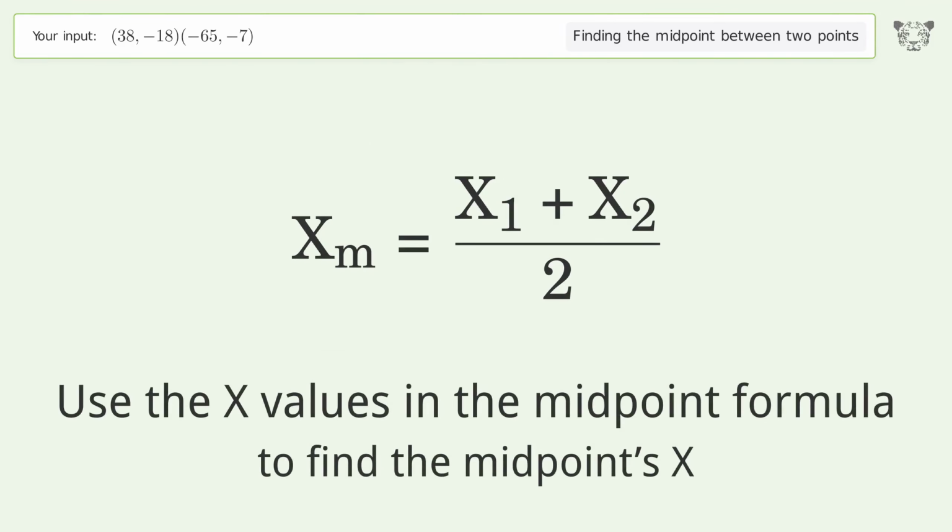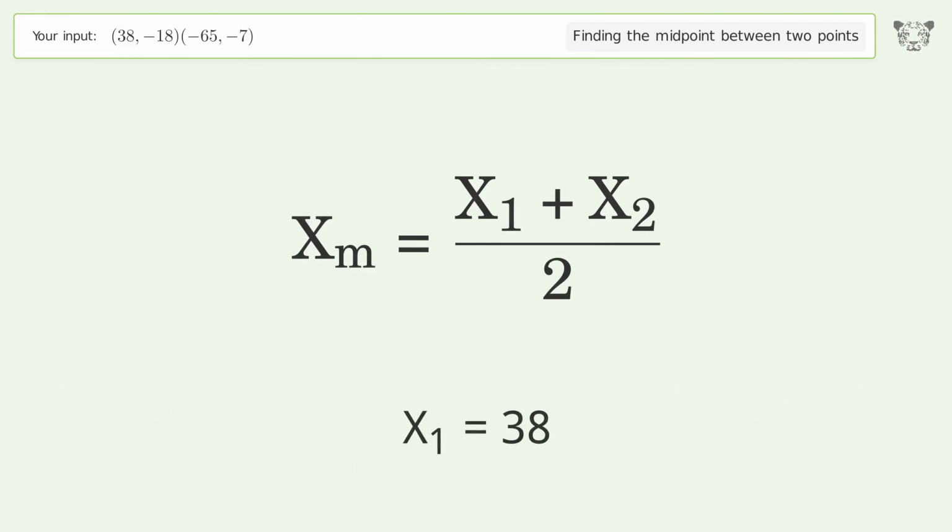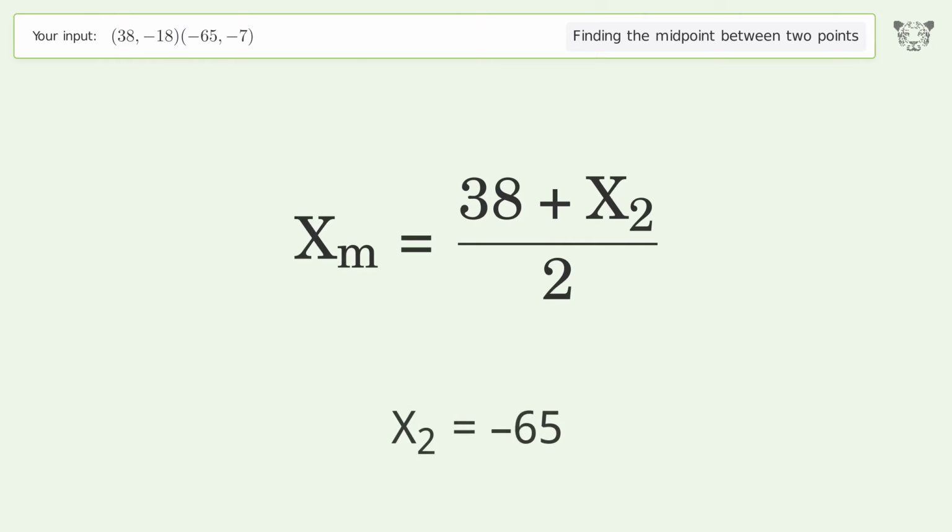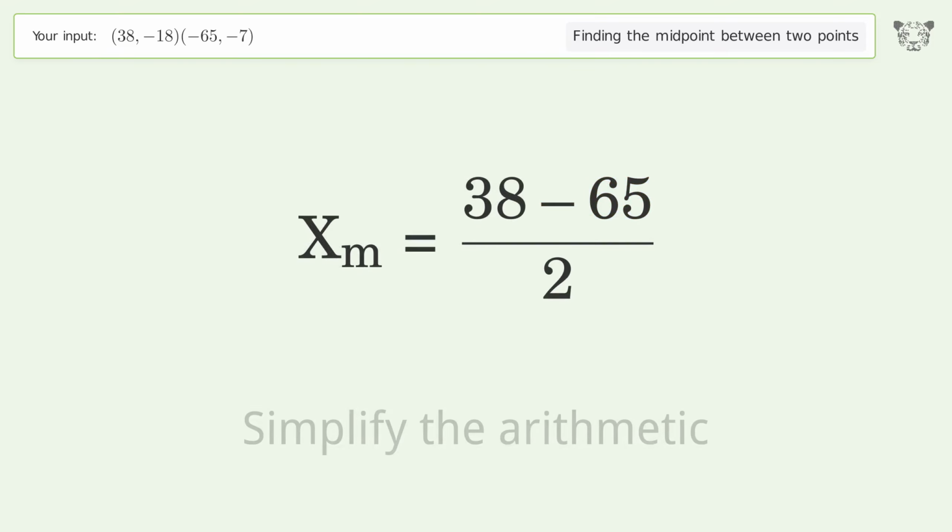Use the x values in the midpoint formula to find the midpoint's x. x1 equals 38. x2 equals -65. Simplify the arithmetic.